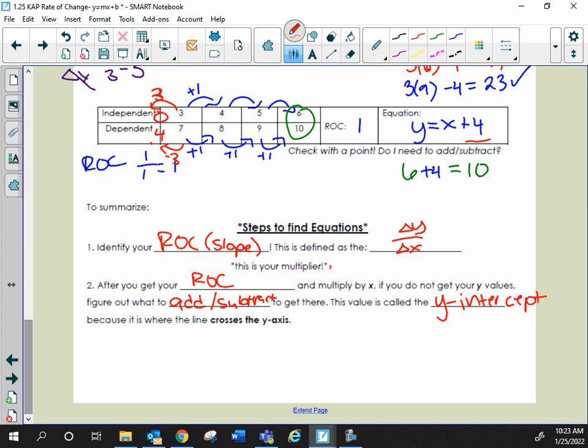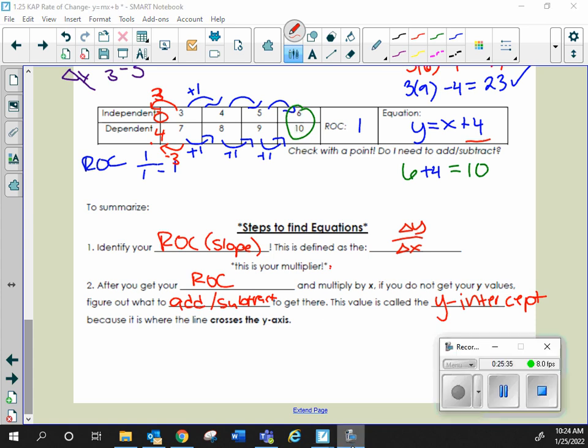The value is called y-intercept because it's where it crosses the y-axis. Are we good with that?